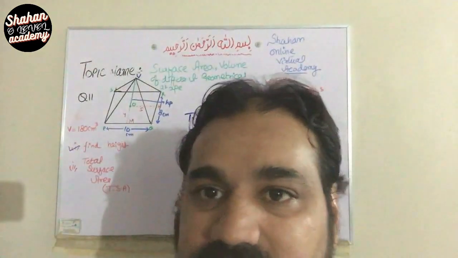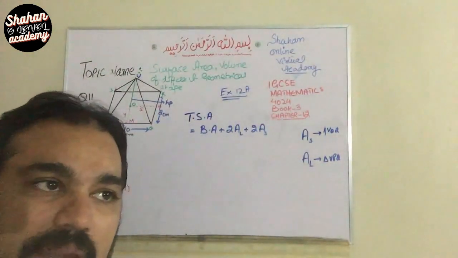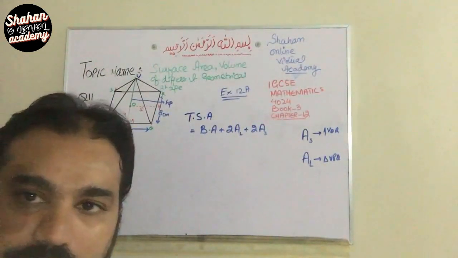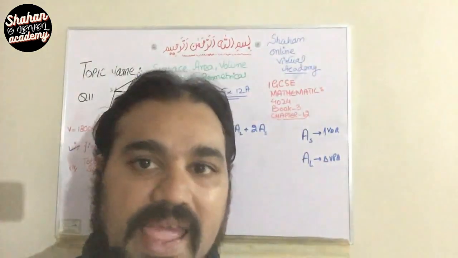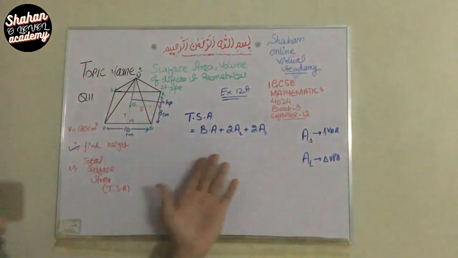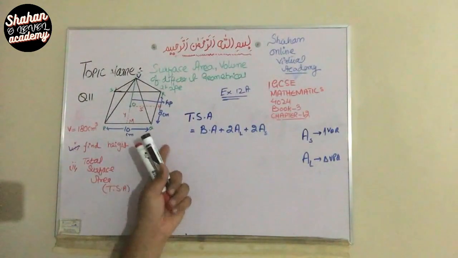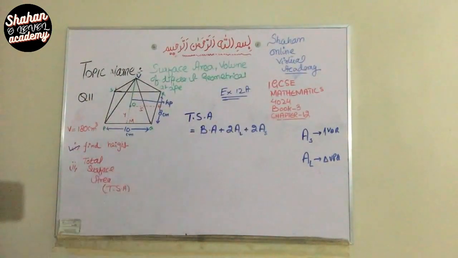What is the total surface area? It depends on the shape. For the total surface area of a pyramid, a rectangular base pyramid has a different formula, and a square base pyramid has a different formula. In this situation we have a rectangular base pyramid, so this is the basic formula to find TSA.